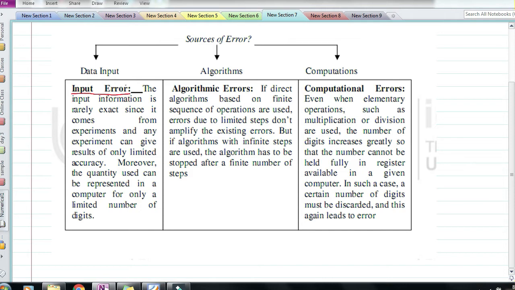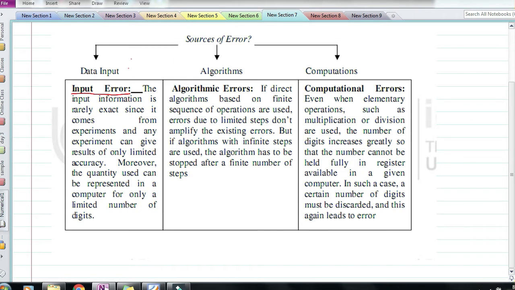Whatever value we give as data input, if that itself has an error, then we call that an input error. We conduct some experiments or we collect data from different sources, we might conduct a survey. Due to all these things, we collect data. We can't be sure that all the data that we are collecting are exact, or that all the data that we are collecting are accurate, right? So the input that we provide to a program or to an application might itself have an error. That is called an input error.